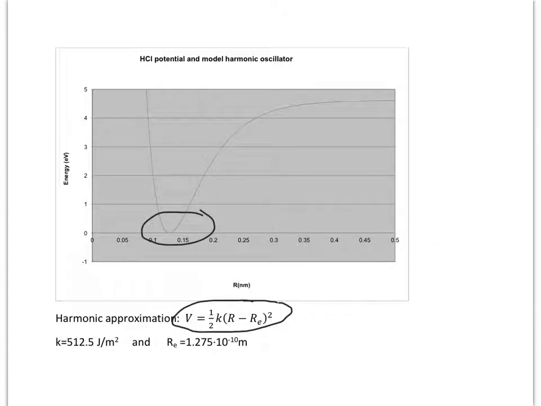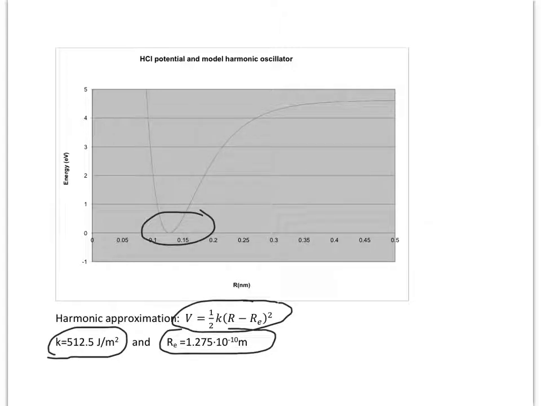And for the sake of HCl, I have given you specific values for these parameters. k, right here, k is 512.5 joule per meter squared, and r_e is 1.275 times 10 to the minus 10 meters.